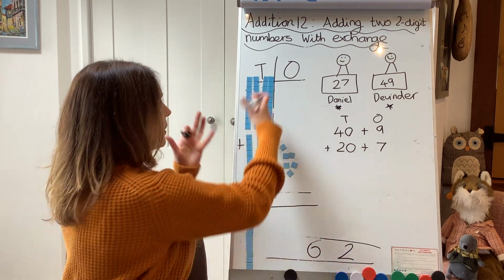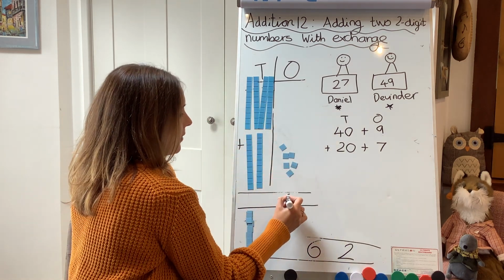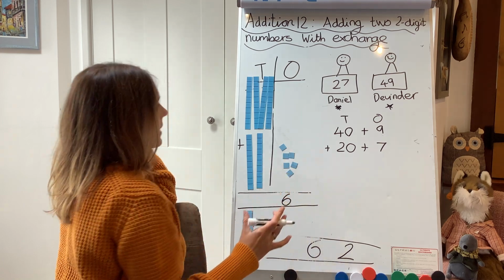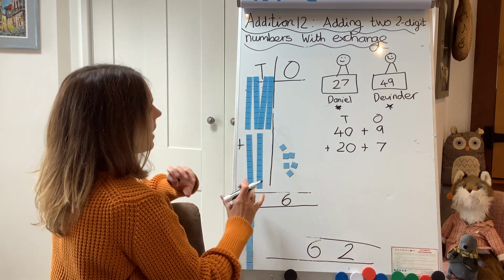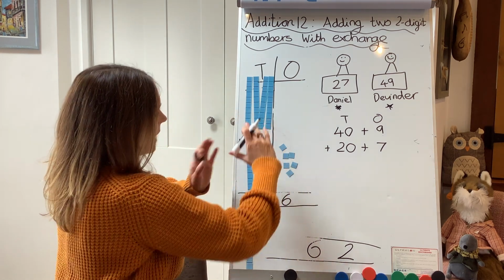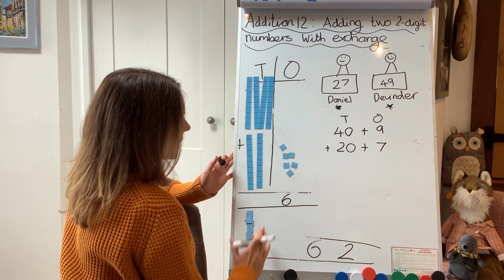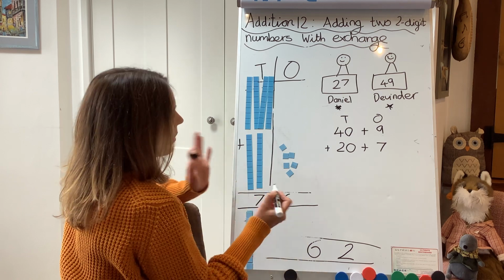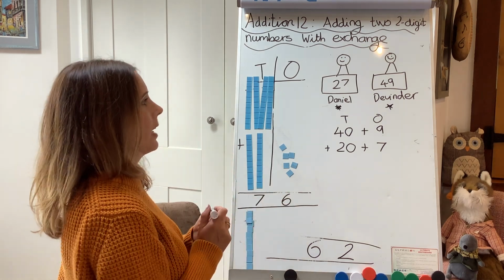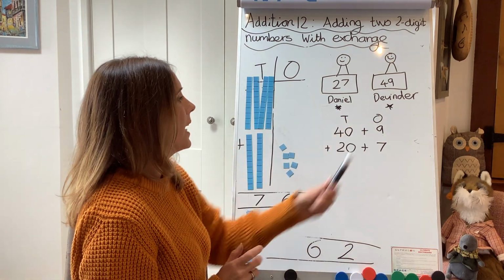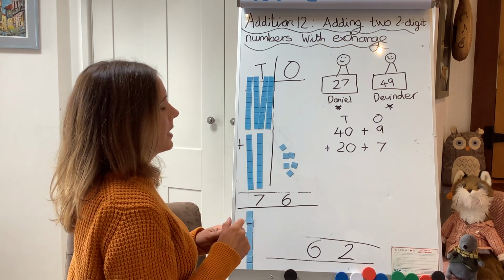Okay, now I can add my ones together. What have I got left? I've got 6 left of my ones. There are 6 ones there. Now I can add my tens together. I've got 4 tens and 2, so I've got 6. 1 more 10 is 7, so I've got 76. Okay, so the score for Daniel and Devinder is 76.